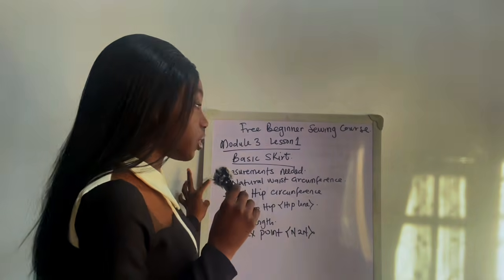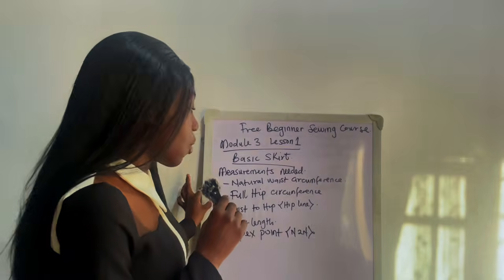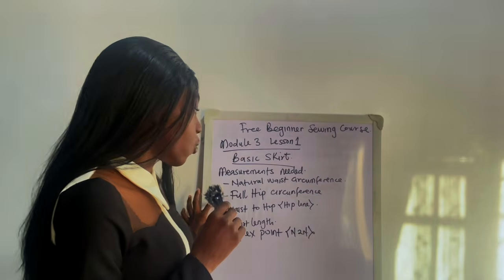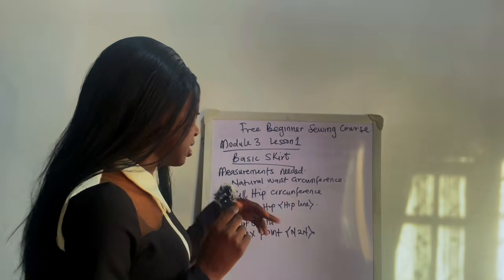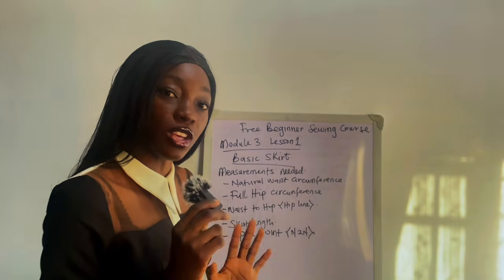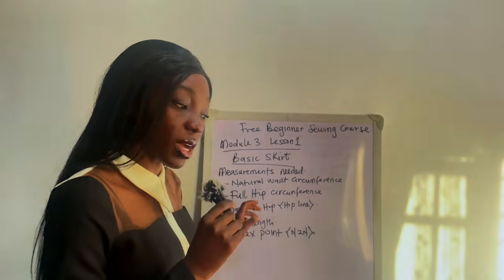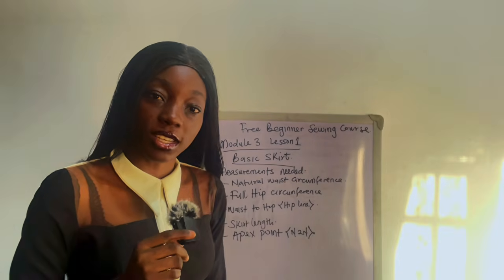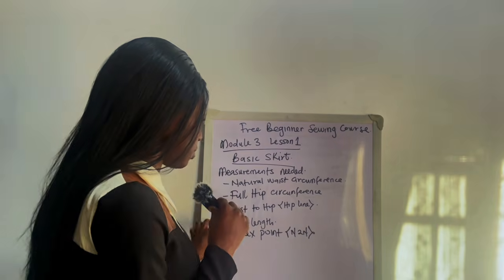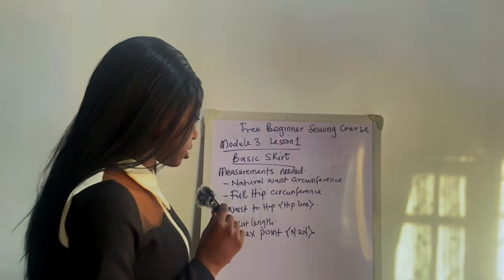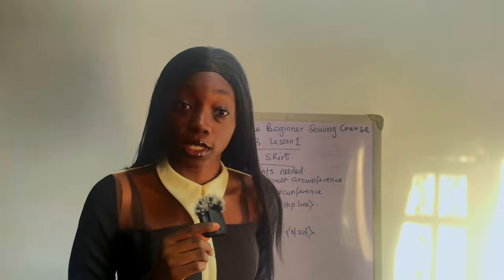Okay, now we're going to be getting our natural waist circumference, our full hip circumference, our waist to hip, that is our hip line, and our skirt length, that depends totally on you, but I will recommend you let your skirt stop at your knees so that you will know how to take long skirt, mid skirt and short skirt measurements. Then the last but not the least is the apex point, and that is it for this intro. Let's get right into our pattern drafting.